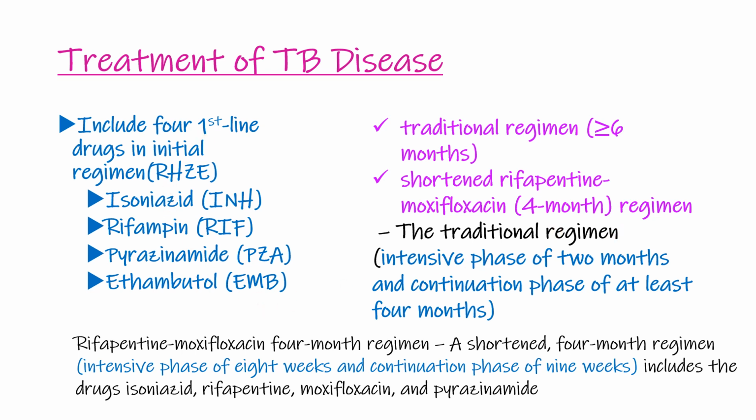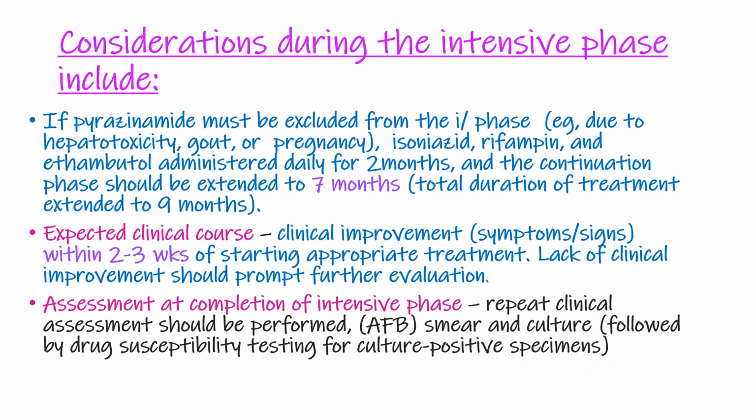So here you have the intensive phase of 2 months and a continuation phase of 4 months. Considerations during the intensive phase: you don't just give the patient who has come to the hospital with TB the drugs. As I said before, you have to do a pre-treatment evaluation. You have to check this patient as an individual. For example, in patients who have gout, pregnancy, or previous hepatotoxicity, you must exclude pyrazinamide. If pyrazinamide must be excluded in the intensive phase due to hepatotoxicity, gout, or pregnancy, then you just go with the rest of the drugs.